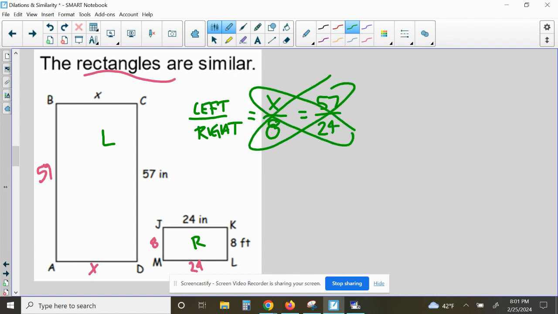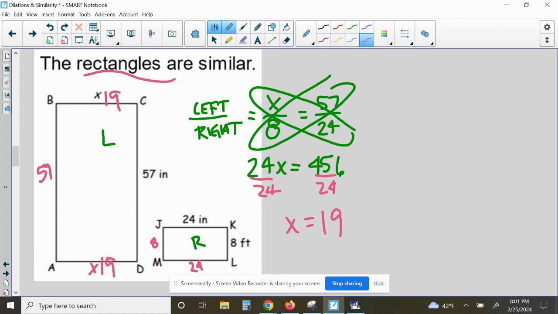Crisscross multiply. X times 24 is 24x is equal to, I need 57 times 8. That's 456. Divide both sides by 24. X is 19. Okay, let's put that on our picture. So this is 19. That looks good. That's the smaller side. We got a 57 and a 19, and a 24 and 8. Looks good.